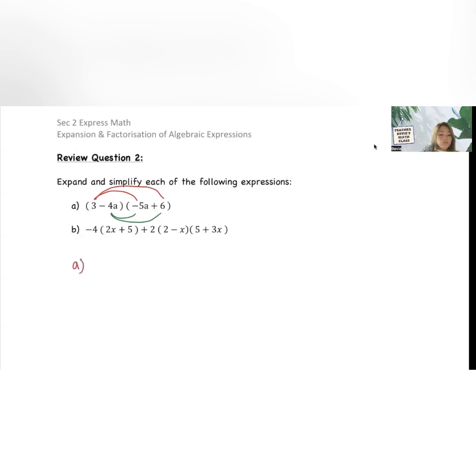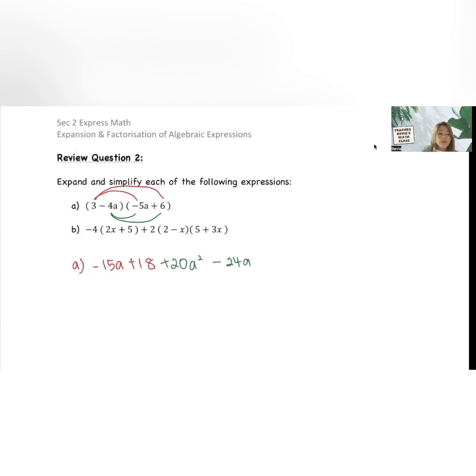All right, so 3 times minus 5a, I get minus 15a. 3 times 6, I get 18. Now that I'm done with the red portion, I'm going to move on to the green color portion, which is the negative 4a. Right, negative 4a times negative 5a, that gives me a positive 20a squared. Minus 4a times 6, that gives me a minus 24a.